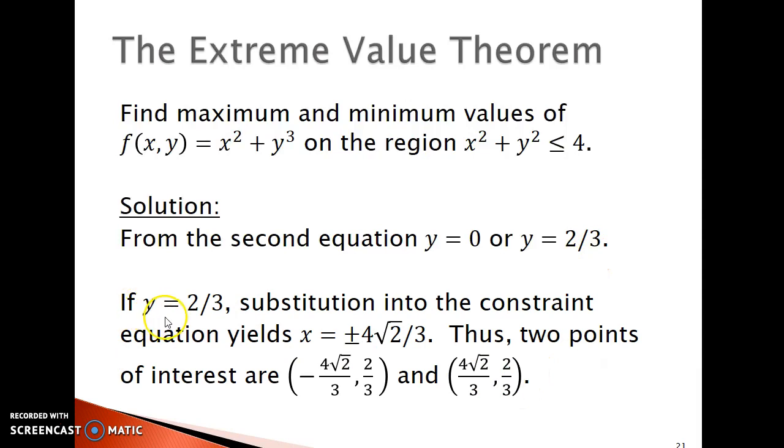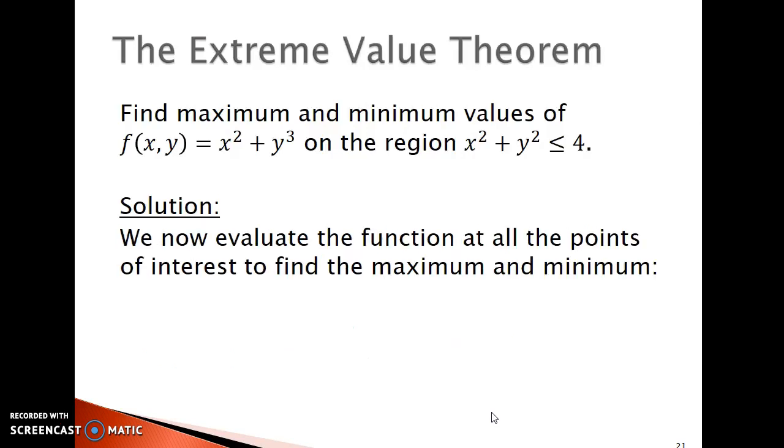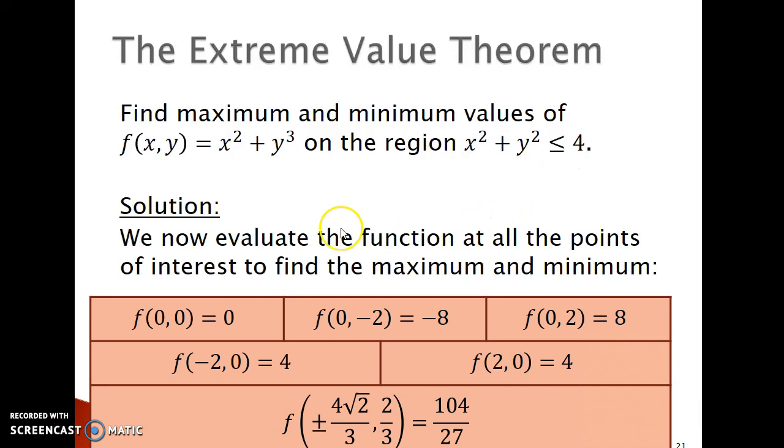And then we also need to pay attention to 2/3. If y equals 2/3, we can also do substitution into the constraint equation, do a little algebra. If you want to pause the video and make sure you can do it, the algebra should suggest that x is plus or minus 4 square roots of 2 over 3. So we have 2 more points of interest given here. So now that we've found all the points of interest, the stationary points and the critical points on the boundary, we need to evaluate the function at each of those points to find what's going to be the maximum and what's going to be the minimum.